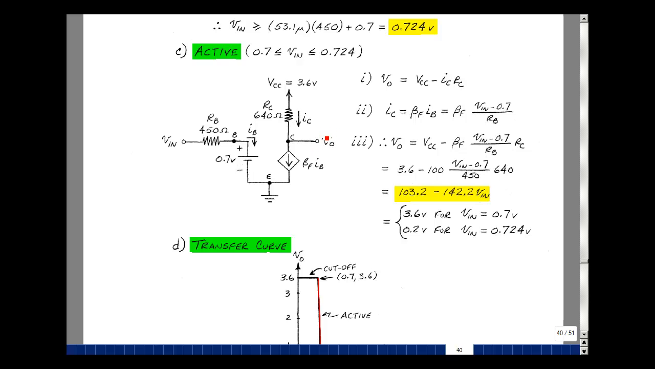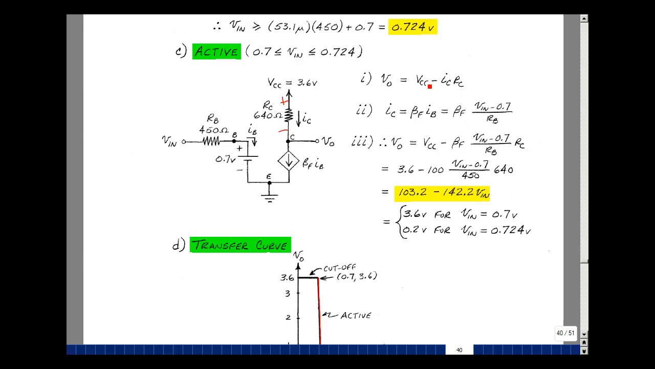Vout is going to be equal to, if we go around the loop this way, minus I sub C times R sub C plus V sub CC. That's this equation right here. Now what is I sub C? Well, it's beta F IB, and I sub B is the current in this resistor, which is this node voltage Vin minus 0.7 divided by R sub B. It's this equation right over here.